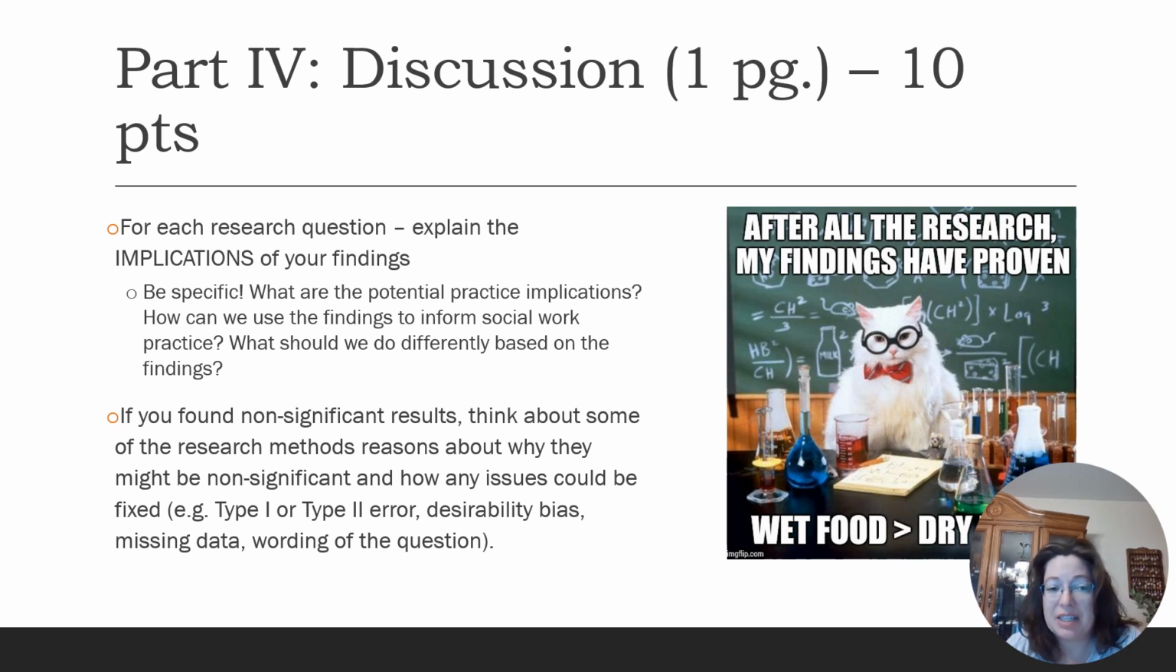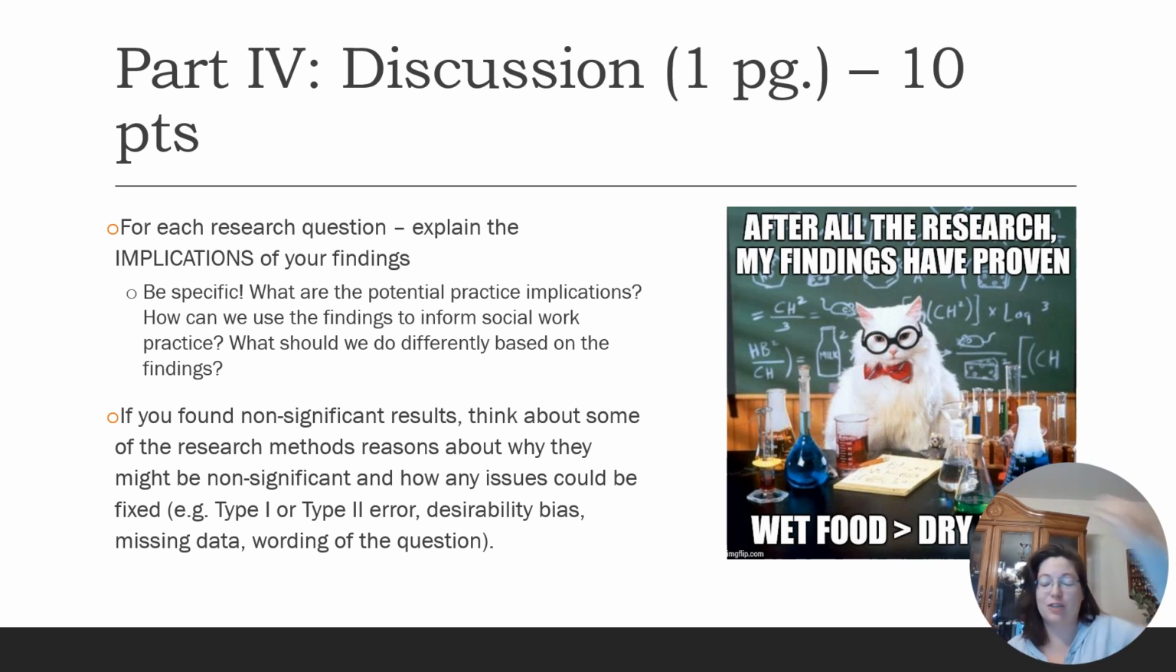If you found any non-significant results, think about some of the research reasons why they might be not significant. So is it possible that type 1 or type 2 error was at play? Is it possible that the questions being asked might have been influenced by social desirability bias? Or was there a lot of missing data for those questions? Or could be that the question was just worded in a way that wasn't the best.